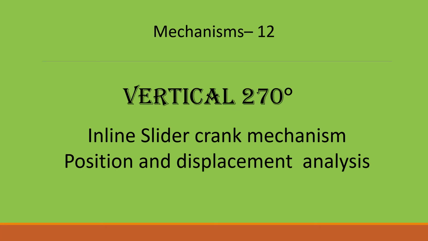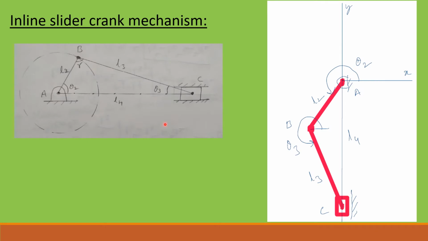Today I am going to discuss vertical inline slider crank mechanism position and displacement analysis using analytical method. Here is a typical inline slider crank mechanism whose fixed link is horizontal and crank L2 is at an angle theta 2 from horizontal and coupler L3 which is at an angle theta 3 from horizontal and slider C is at a distance L4 from A.